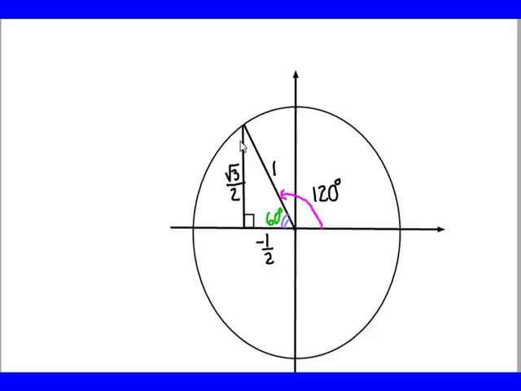Because we also know that we are in the second quadrant, using coordinates, we know the x values are negative, and we know that the y values are positive. So now the side opposite the 30-degree angle, which is our adjacent side, that's negative 1/2.